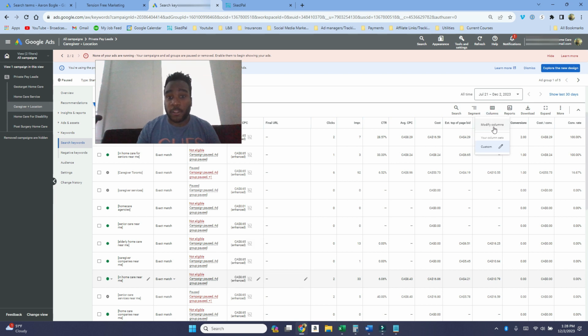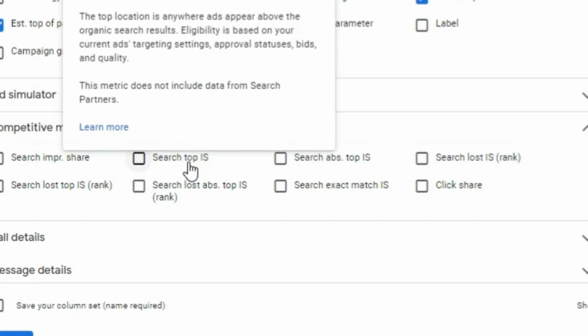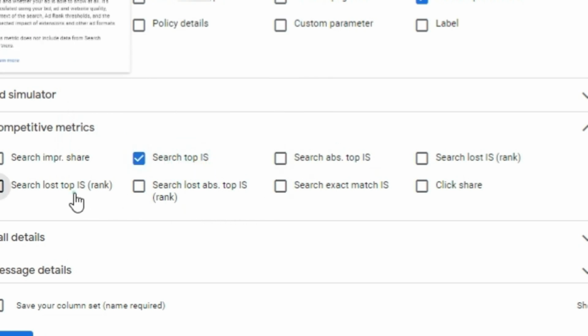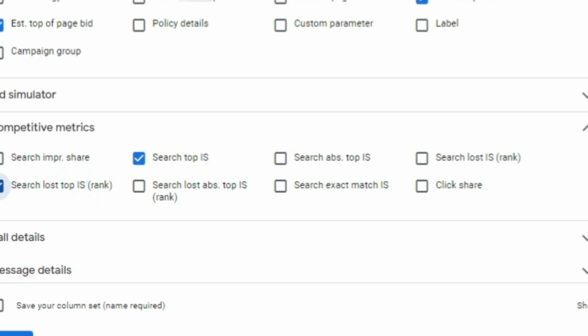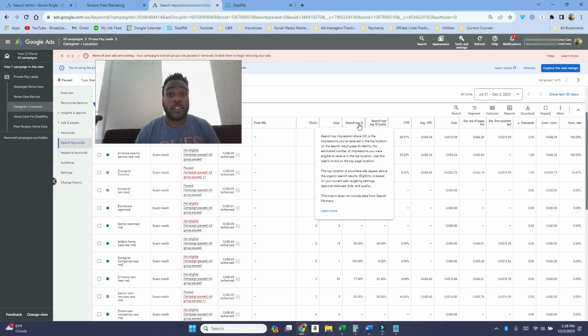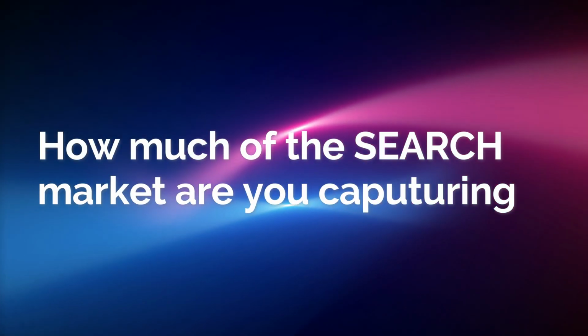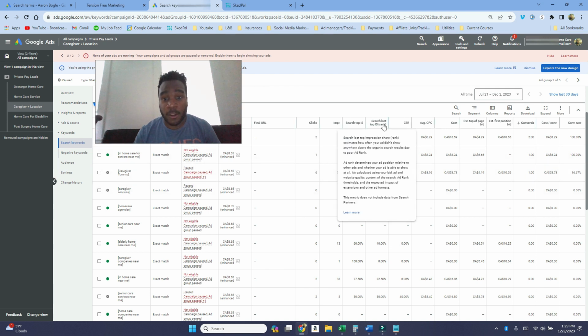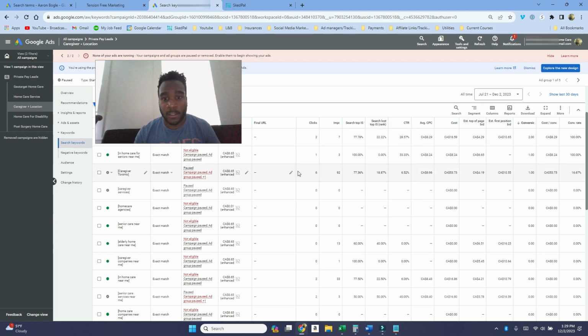So another thing you can look at as well, if you want to go on a deeper level, is your search top impression share and your search lost top impression share. Search top impression share is pretty much the impressions you receive at the top of the location divided by the estimated number of impressions you are eligible to receive. So this is just saying how much of the market you are capturing with this keyword. And the search lost top impression share rank is the amount of impression share that you lost because of factors like your rank in this case.